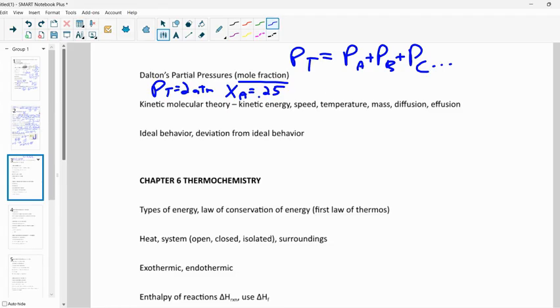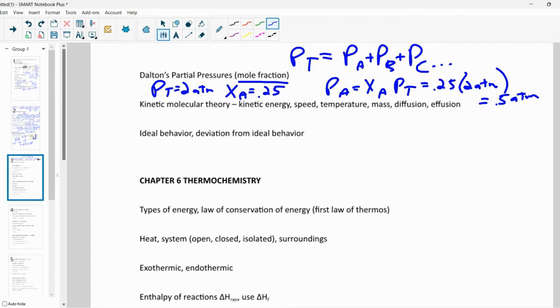So all I have to do, my PA is going to be my mole fraction of A times my total pressure. So in this case, 0.25 times 2 atm, what am I going to get? 0.5 atm. Not bad. All right, so that's the idea of partial pressures and mole fraction.